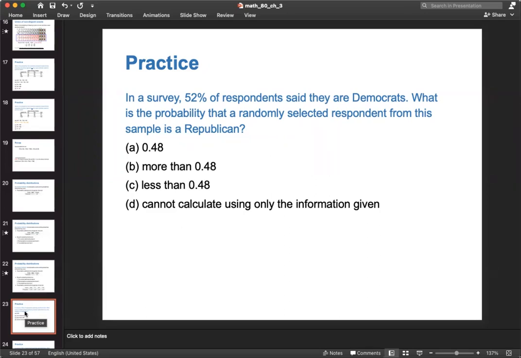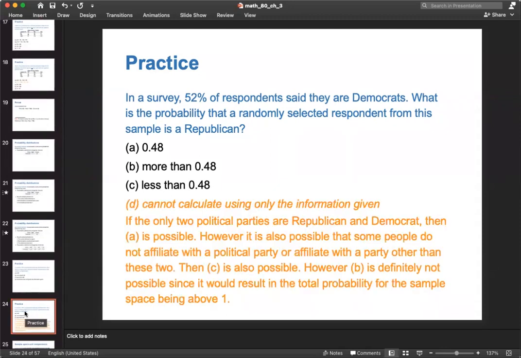Okay, I'm going to call time. It's been a minute. All right, let's take a look here. If you answered D, then you answered correctly. Given the information here, you can't calculate it. There are a number of possible reasons. A is possible if there are only 2 parties, Republican or Democrat, because then we would know the probability of being a Republican. So A is possible if that's the case, but that's not the case here.